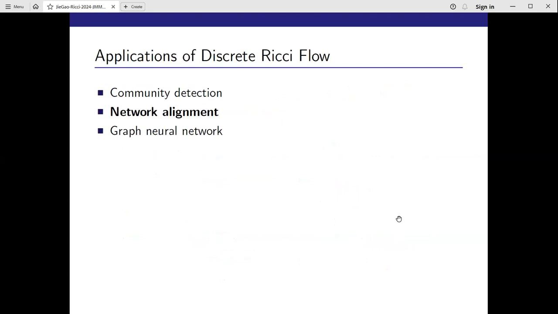All right, moving on, I want to continue with two other applications that we worked on. One is network alignment.